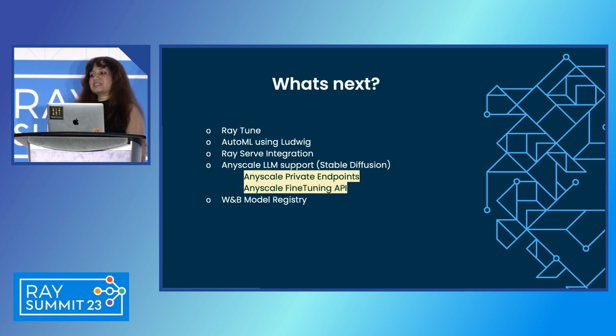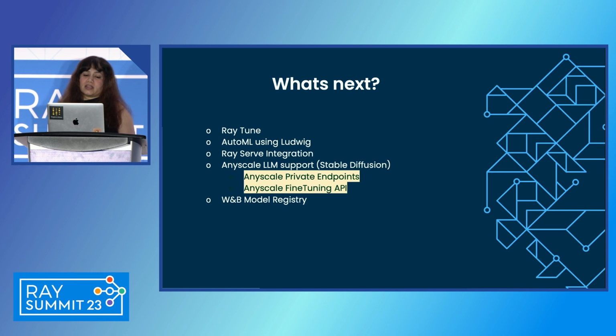So what's next for the OneDigital machine learning platform? We want to continue using and exploring the Ray Tune library. What we want to do next is explore AutoML as part of the Ludwig integration that Anyscale provides. We also have Ray Serve integration in our roadmap.